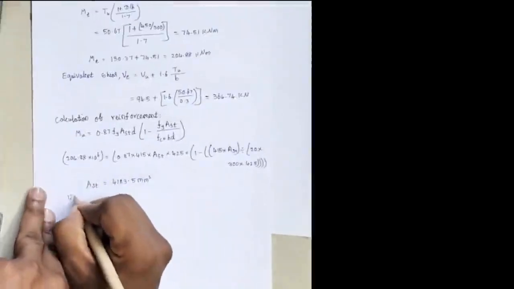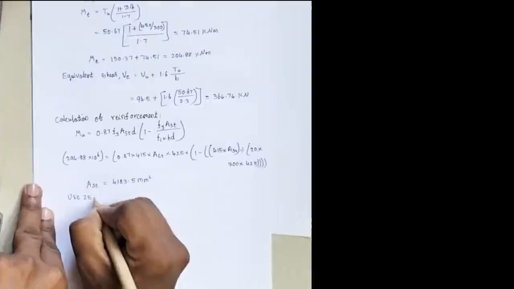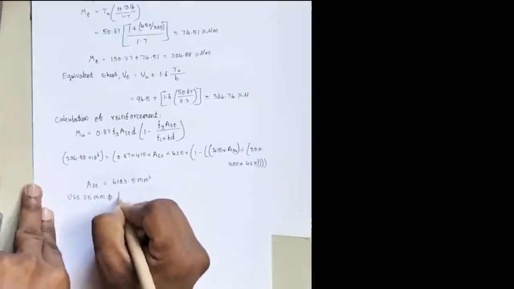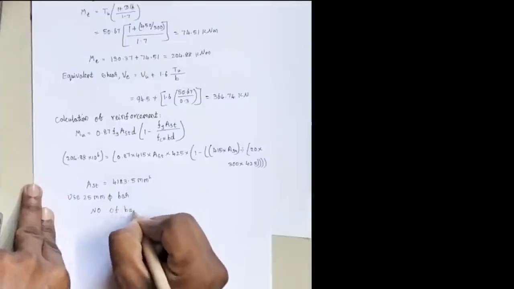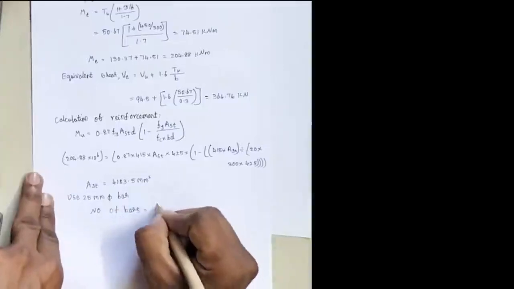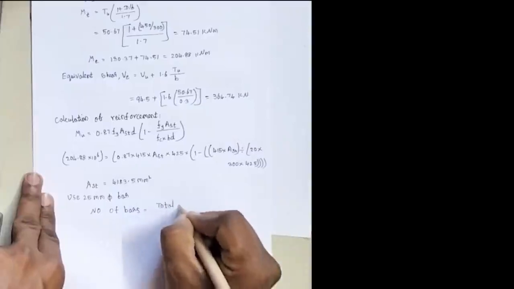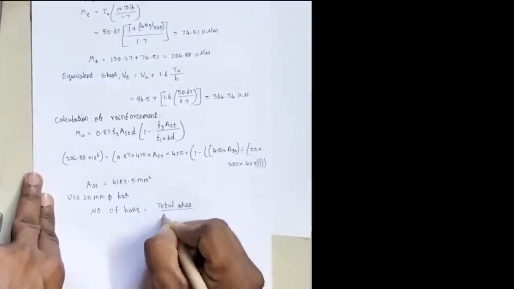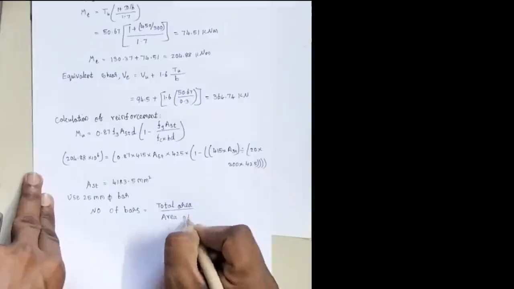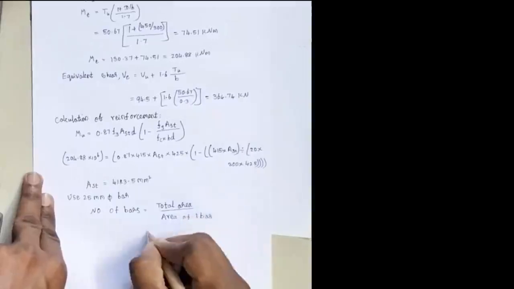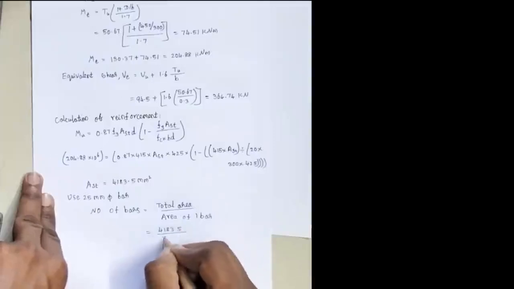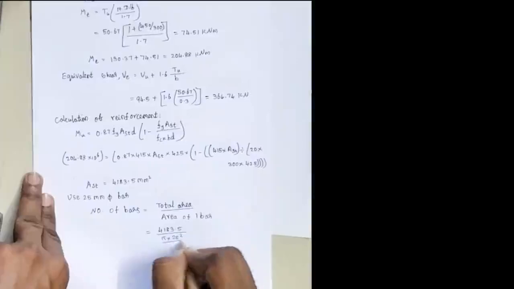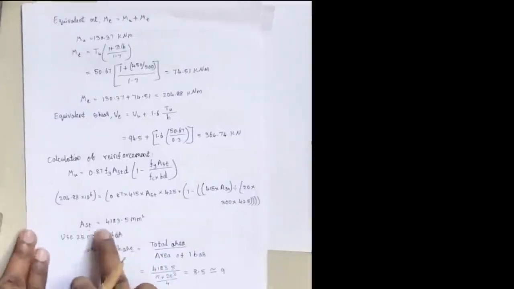Since it is a beam, I am going to calculate the number of bars. I am going to use 25 mm dia bar, and I need to calculate the number of bars. In order to calculate the number of bars, we know the formula: total area divided by area of one bar. The total area is 4183.5 and the area of one bar is pi into 25 square divided by 4.